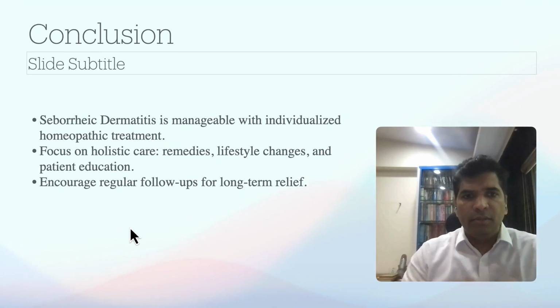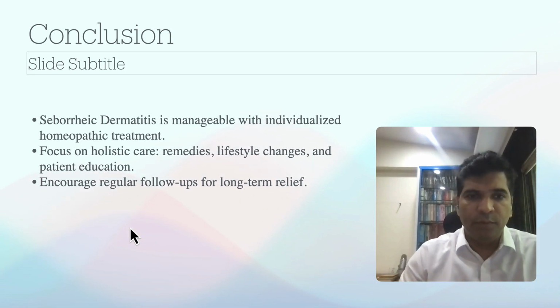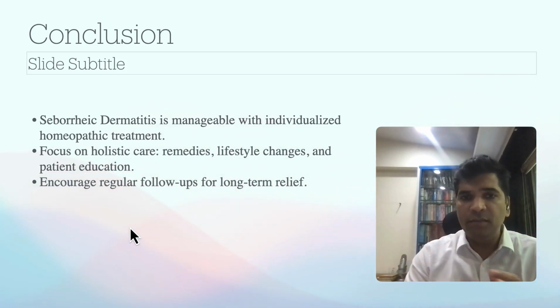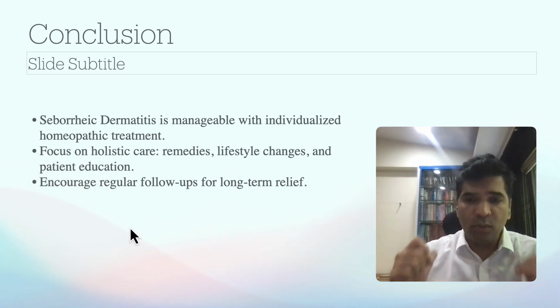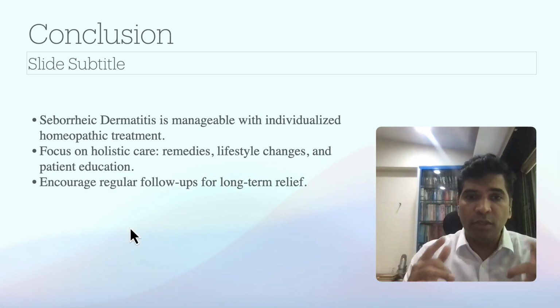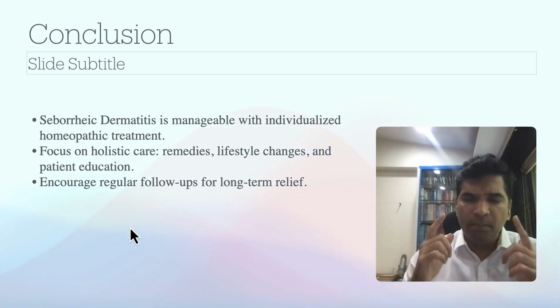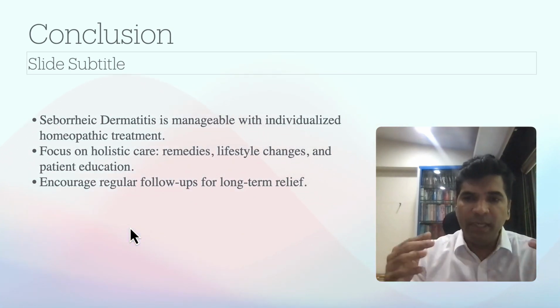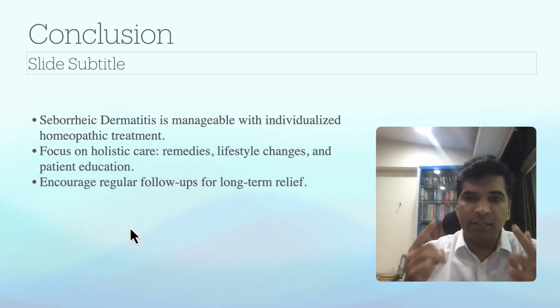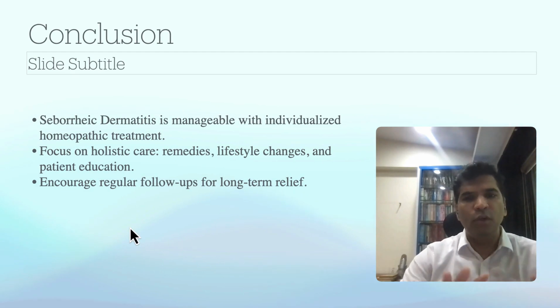Seborrheic dermatitis is easily manageable with specific remedies and individualized homeopathic treatment. Focus on holistic care, remedies, lifestyle changes. Ask the patient to take care of their skin. Use a moisturizer which is non-medicated. Don't use coconut oil. A lot of patients use coconut oil, which darkens the skin. So never ask the patient to use coconut oil, at least on the face. Use plain Vaseline cream, non-medicated, the only thing to use. If they cannot use it, you can ask them to use coconut oil, but warn them that it can darken the skin. Encourage regular follow-ups for long-term relief.